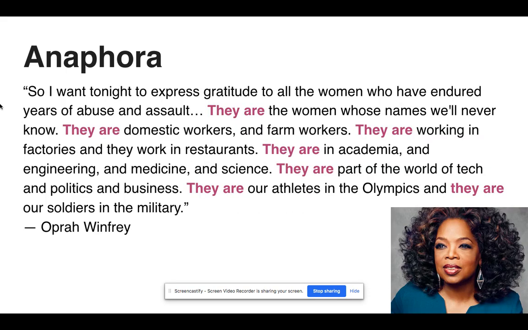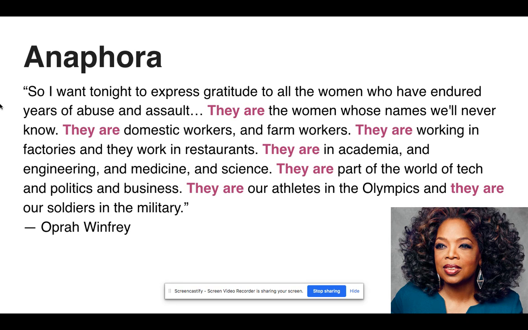Let's take a look at another example, which is by Oprah Winfrey in a speech that she gave. She said, "So I want tonight to express gratitude to all the women who have endured years of abuse and assault. They are the women whose names we'll never know. They are domestic workers and farm workers. They are working in factories and they work in restaurants. They are in academia and engineering and medicine and science. They are part of the world of tech and politics and business. They are our athletes in the Olympics and they are our soldiers in the military."